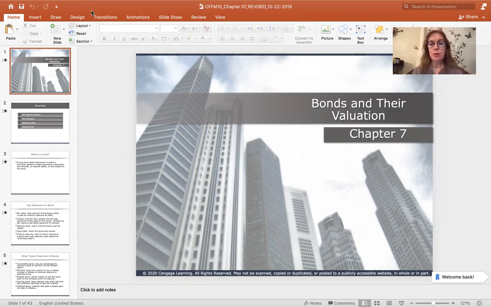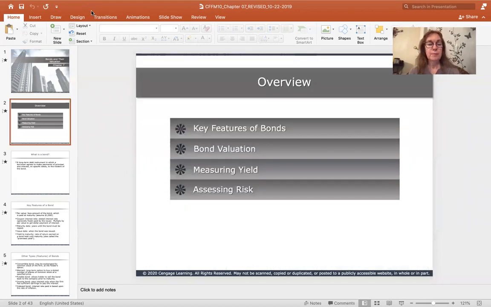So let's take a look. Let's go ahead and get started on the chapter. We're going to look at the key features of bonds. I'm going to go over that rather quickly because you can read that on your own. I really want to concentrate on the calculations. We're going to talk about bond valuation, which is calculations, and then briefly talk about yield and risk.